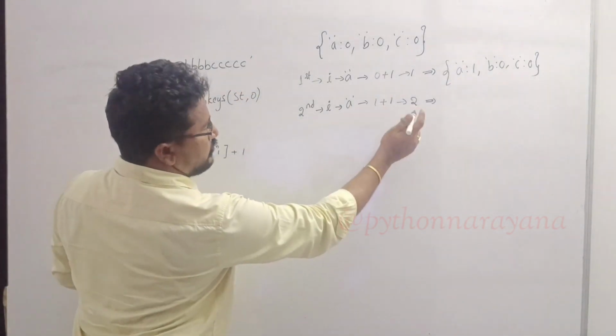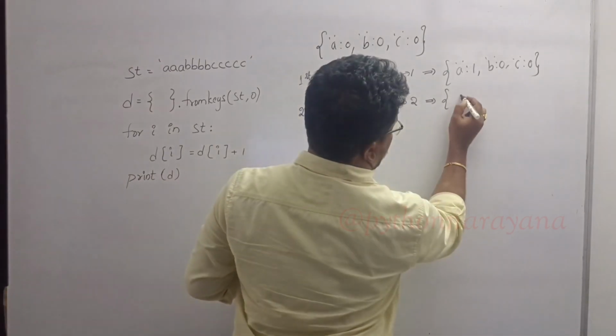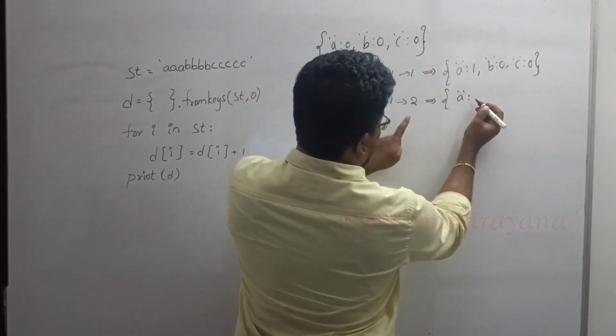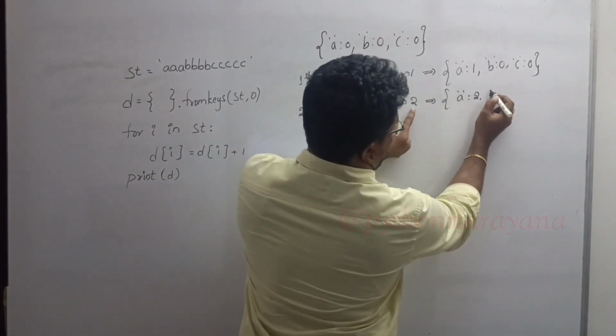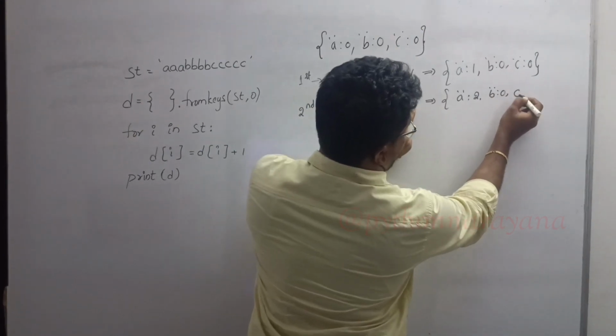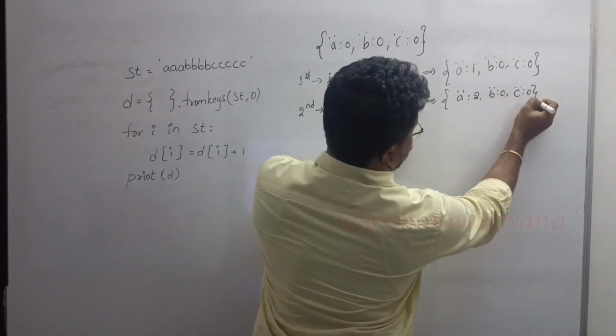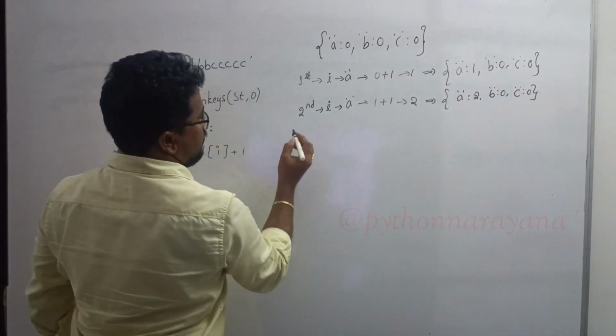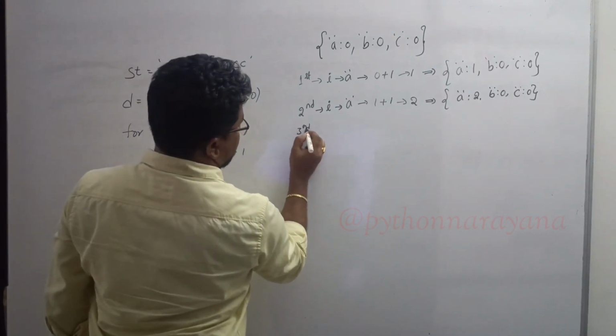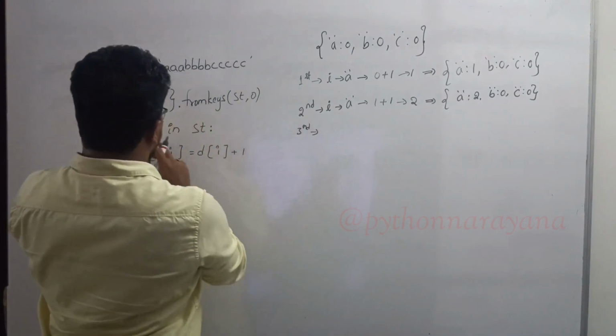What is the value now? 2, right? That means again A, what is the value now? New value 2 will come. For B, same 0 is there. For C, same now 0 is there, like this. This is the end of second iteration.